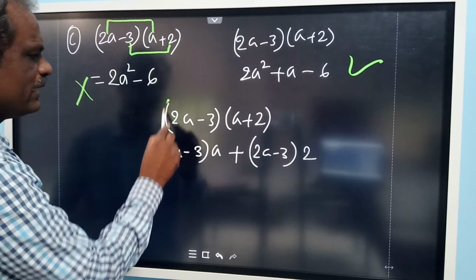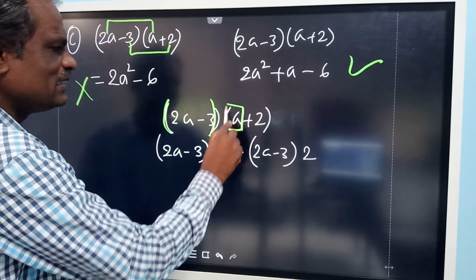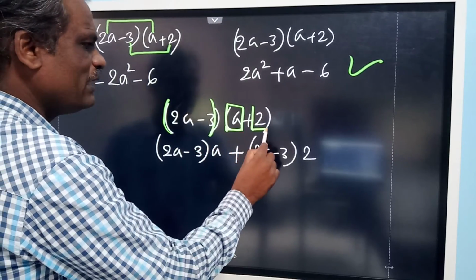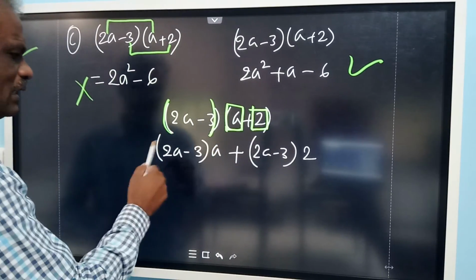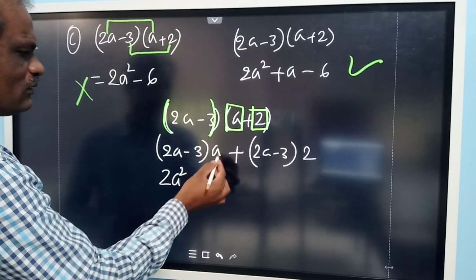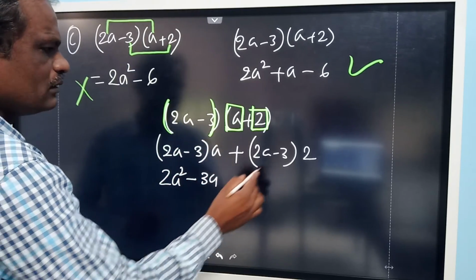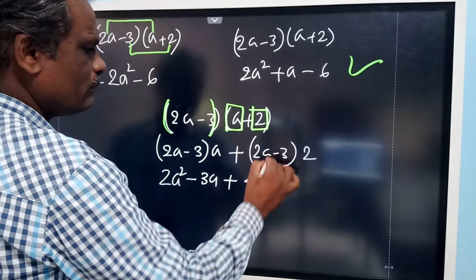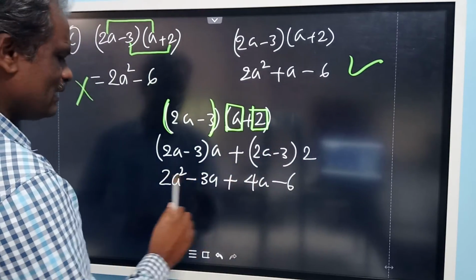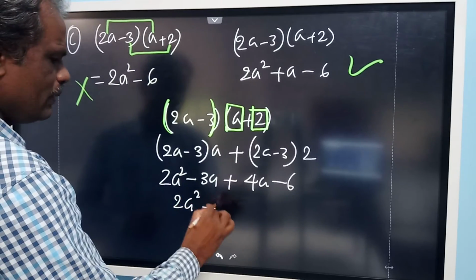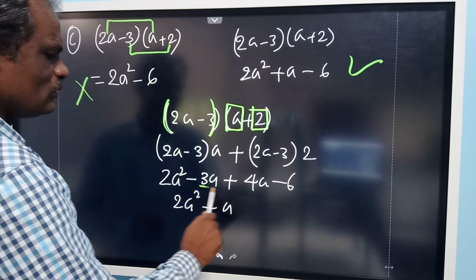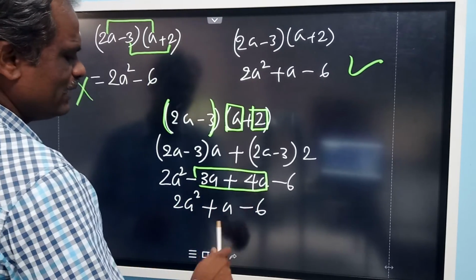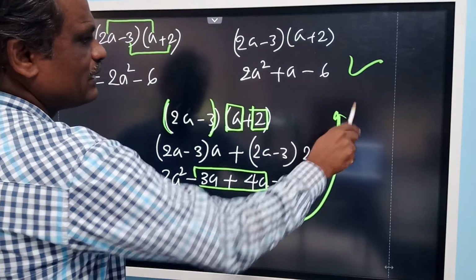See, this 2a minus 3 should be multiplied by this a, and 2a minus 3 should be multiplied by this 2 also. Now if you multiply 2a into a, 2a squared minus 3a, then plus 2a into 2, that is 4a minus 6. So these two are like terms: minus 3a plus 4a forms plus a, and the last term is minus 6. So this is the correct answer.